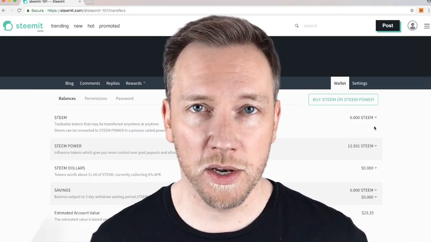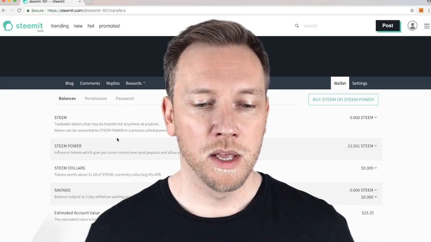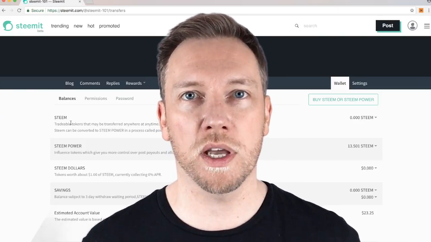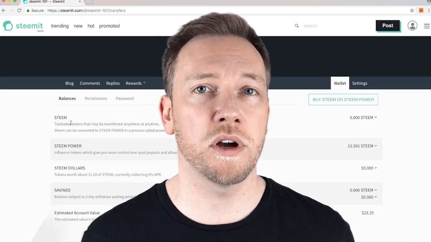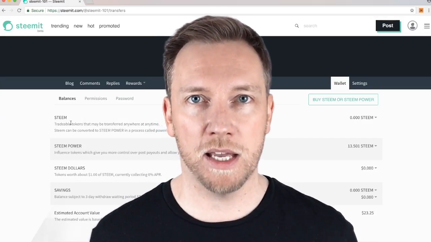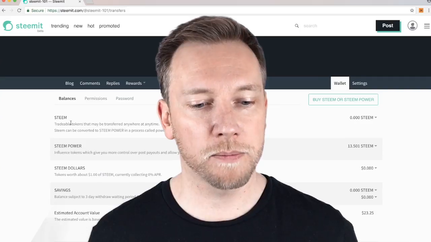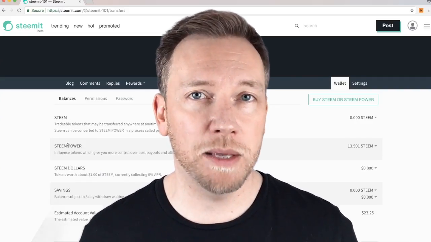So first of all, Steem, the first token here, and you can see that over on the right side, this wallet has a balance of 0 Steem. It is the main token of the Steem blockchain, okay? All the other tokens are based on it. So Steem is the main cryptocurrency, all right? Now below it, we have Steem Power.